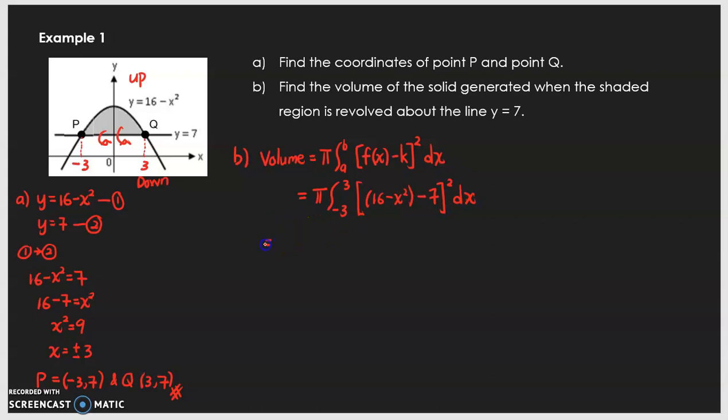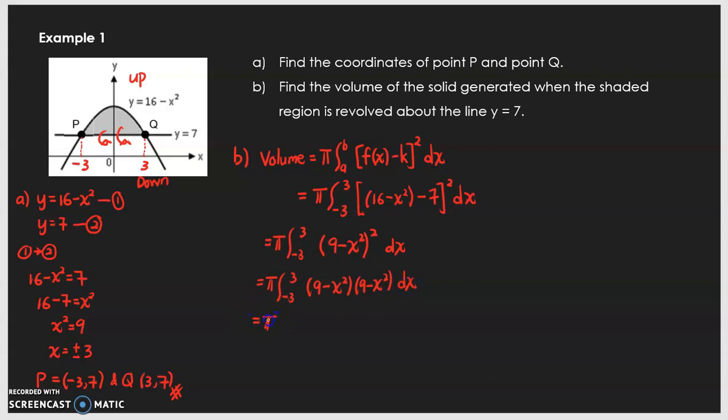So next, we try to simplify. Pi integrate from negative 3 to positive 3, 16 minus 7 will become 9 minus x squared. So don't forget the square, dx. So 16 minus 7 is 9. So next, we need to expand before we integrate. This is how I'm going to expand: 9 minus x squared, 9 minus x squared.